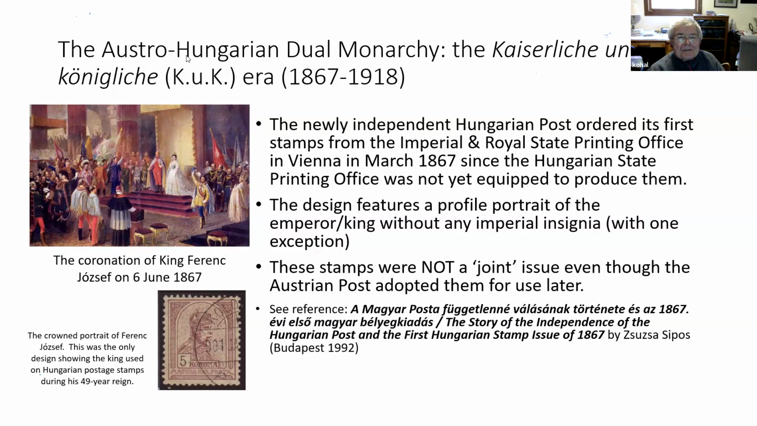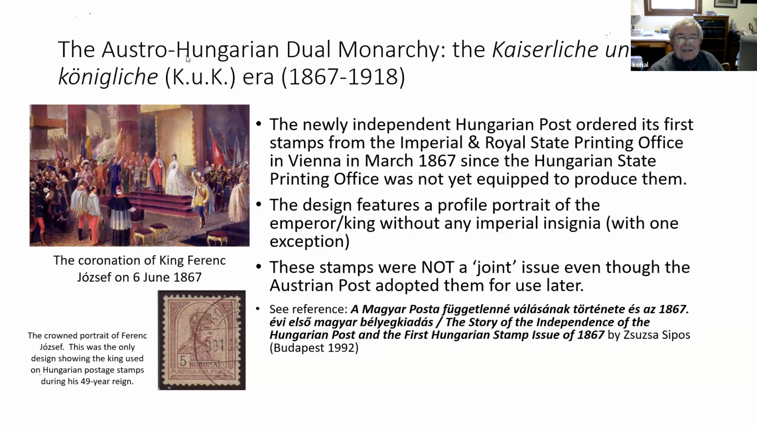The design for this particular 1867 issue was neutral in terms of depicting any kind of imperial symbols. So it was just a portrait of the emperor king without any royal insignia. But I had long discussions with Zsuzsa Sipos, who wrote a book about this issue not being a joint issue, and I'm just going to do a plug for that. This is strictly a Hungarian stamp issue that happened to be produced in Vienna.